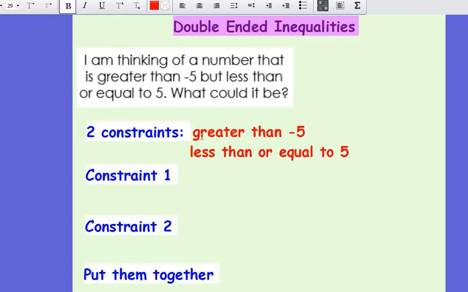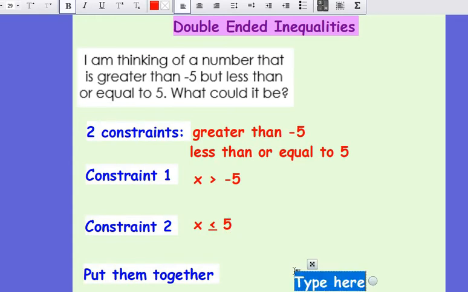So looking at the first one, we need x to be greater than -5. So we need x to be greater than but not equal to -5. That's my first constraint. My second constraint on my number is that x has got to be less than or in fact equal to 5. So we've now got two different inequalities. We've got x is greater than but not equal to -5, and x is less than or equal to 5.